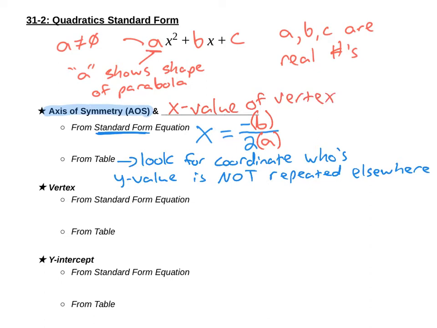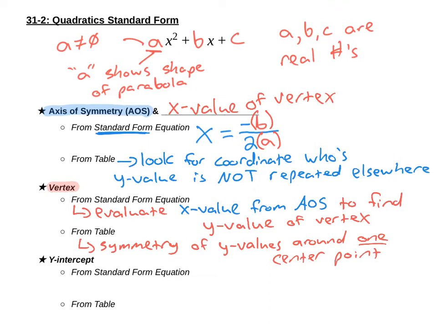Okay, that's going to help you in the next part down below, because now once you know the x value, how are you going to find the y value? Plug in that x value. Plug in the x, evaluate the x value to get the y value. All right, so when you found your x value for the symmetry equation, you're also going to use that to evaluate to find your y value, the vertex. Okay, so also in the table, you're going to find symmetry around y values around one center point. That is your vertex as well.